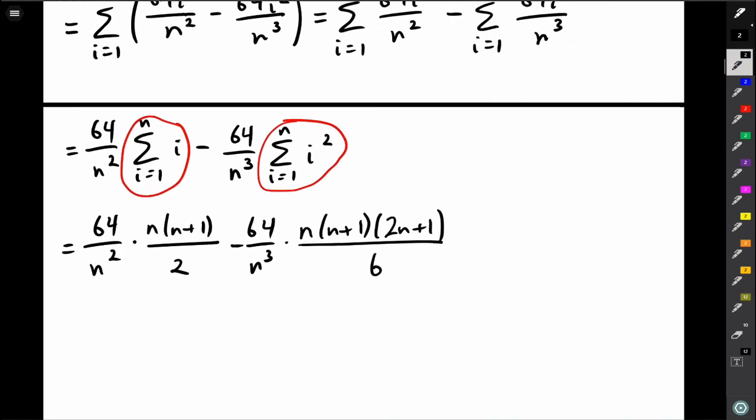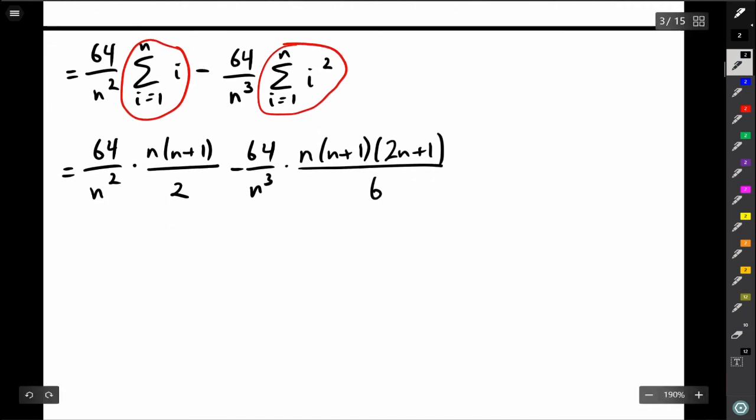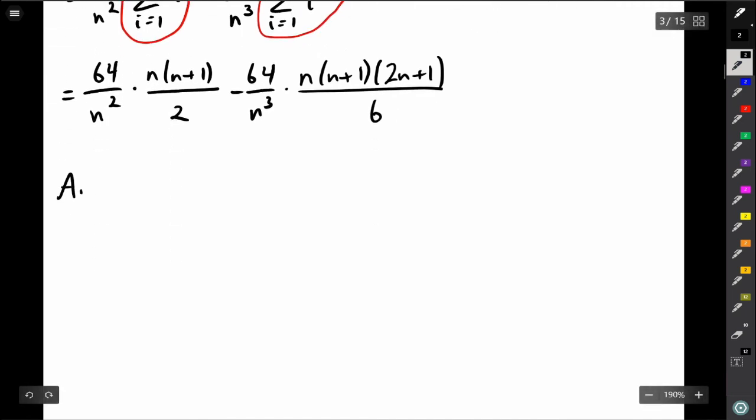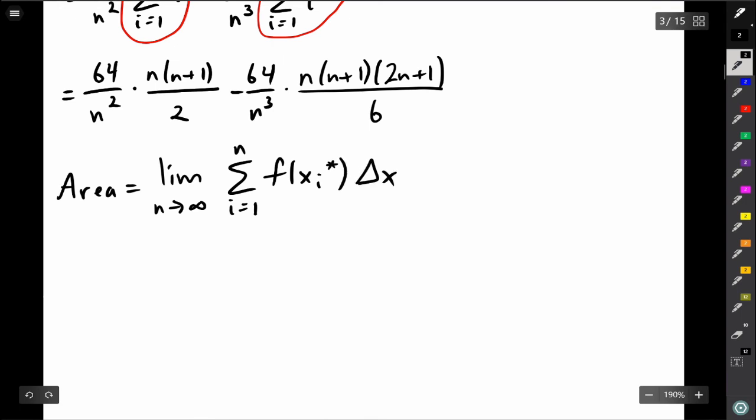And now we want to take the limit of this thing. So the actual area is going to be the limit as n goes to infinity of that Riemann sum. I just want to remind you of this part. And we found out that this limit is, let's simplify what we can here. So we get 32 n plus 1 over n squared.